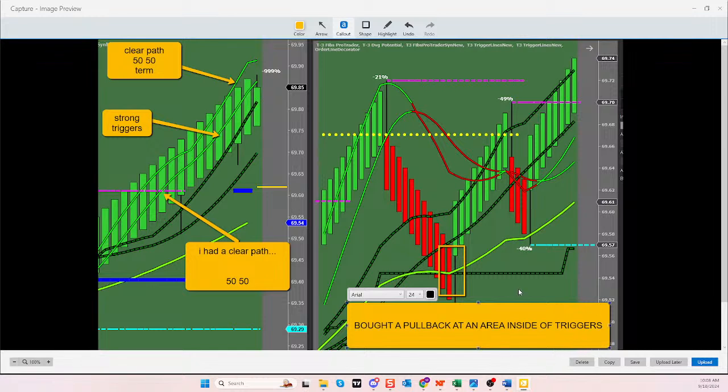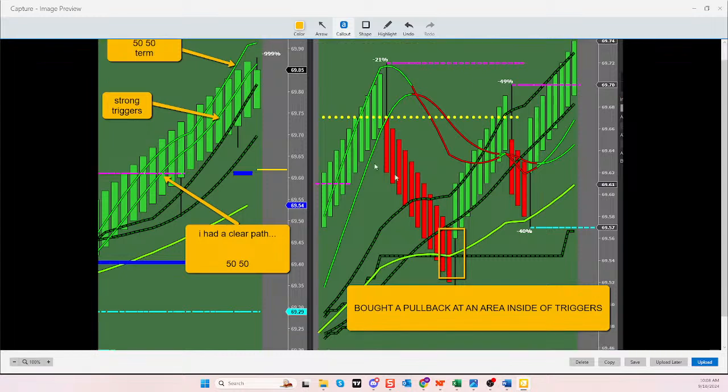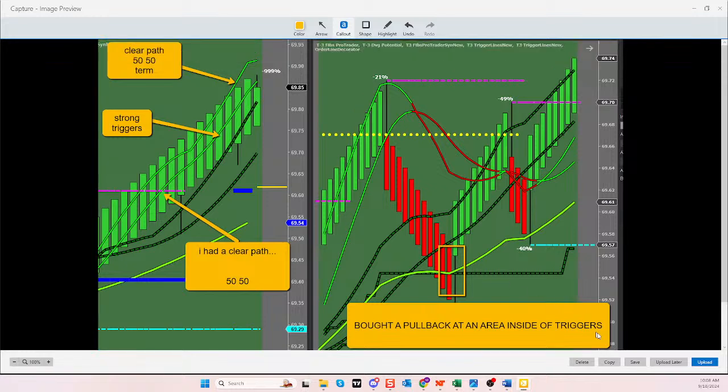And if you write that out every time, area inside of triggers, area inside of triggers, what you've done is you've created an awareness of exactly what it is that you're looking for. And then once you have this chart, all you have to do is you can click copy. It'll put it on your clipboard. And then once it's on your clipboard, drop it in the room and we'll have a discussion about it.